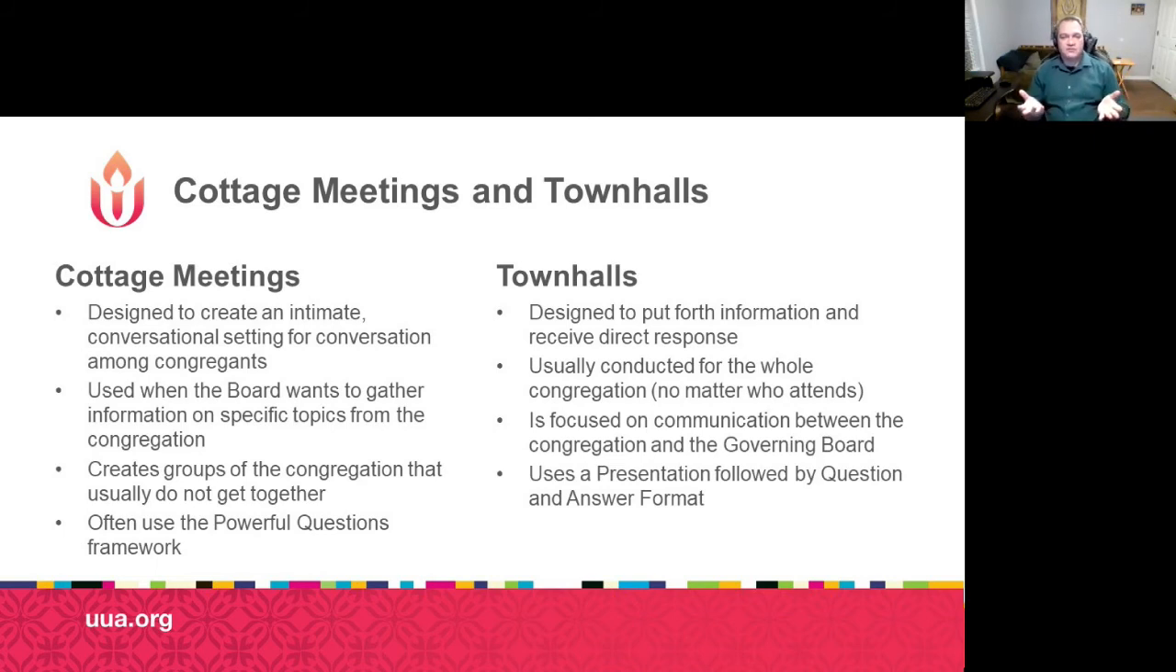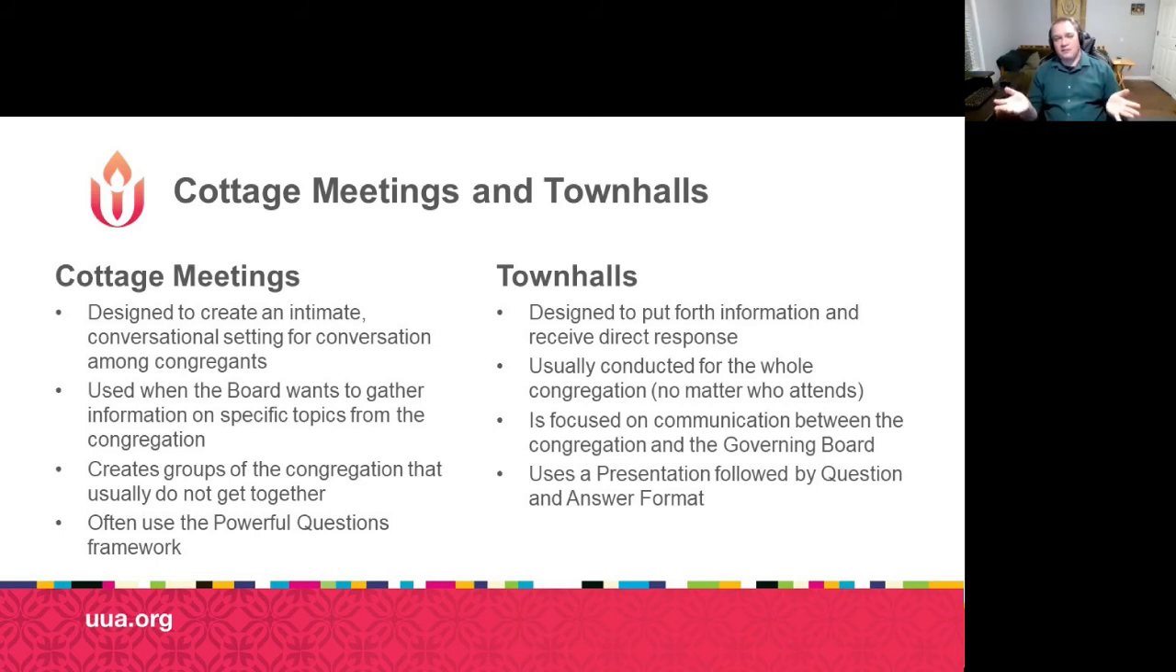And Powerful Questions is actually a really good framework for using in cottage meetings. Many congregations do cottage meetings around stewardship. It's often part of a capital campaign. Another time that cottage meetings will often become part of a process is during the search for a new religious professional, a minister or a religious educator or membership professional, or even a music director.